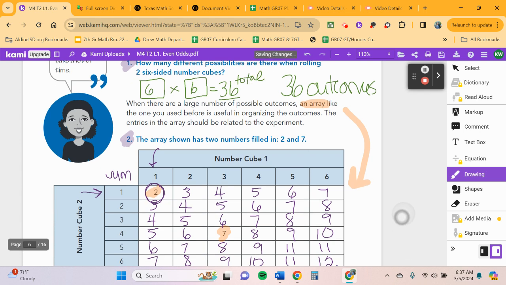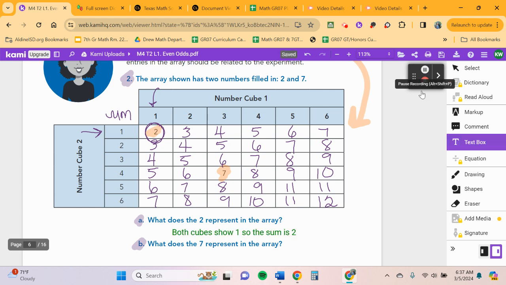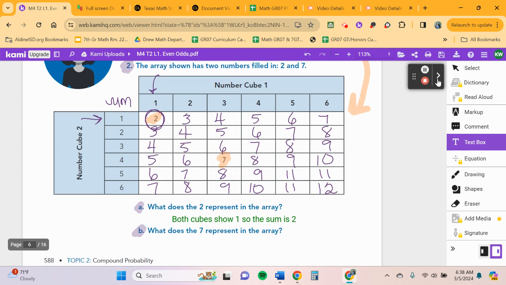Okay, let's go ahead and continue to question 2A. It says, what does a 2 represent? Well, I kind of already explained it earlier, but it represents when both number cubes show a 1, and 1 and 1 equal the sum of 2. And the same thing with number 7. I can clearly see that the first number cube landed on a 3, and the second number cube landed on a 4, and 4 plus 3 gives us 7. And there's my answer written.